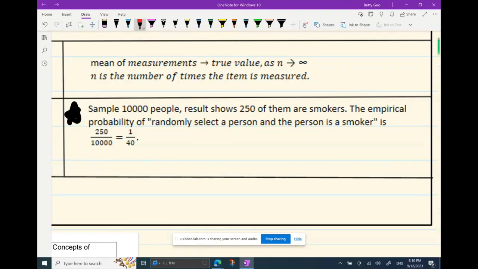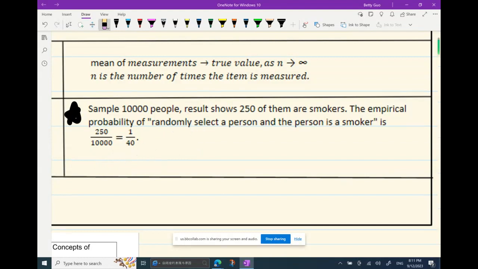You see the n is the sample size, right? Yeah, sample size. And the numerator is the frequency. Smoker appears 250 times. We have 10,000 trials here. You asked, do you smoke or do you not smoke? So the smoker appears 250 times, so the smoker has a frequency of 250. Use the frequency divided by the sample size, and we have the relative frequency. That actually is the empirical probability.